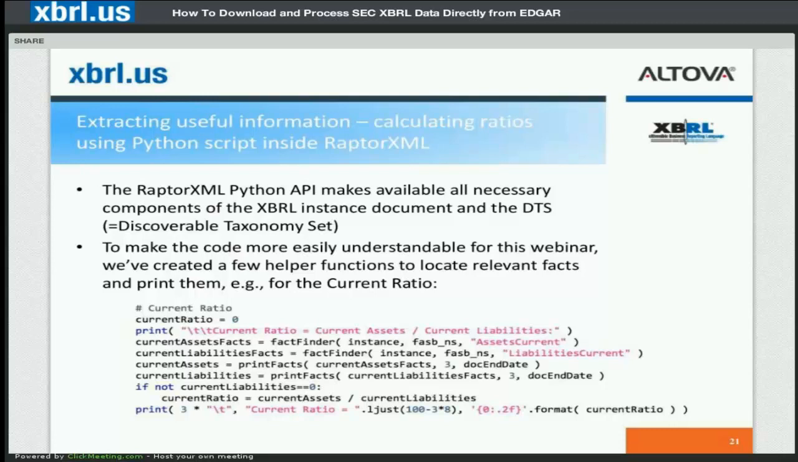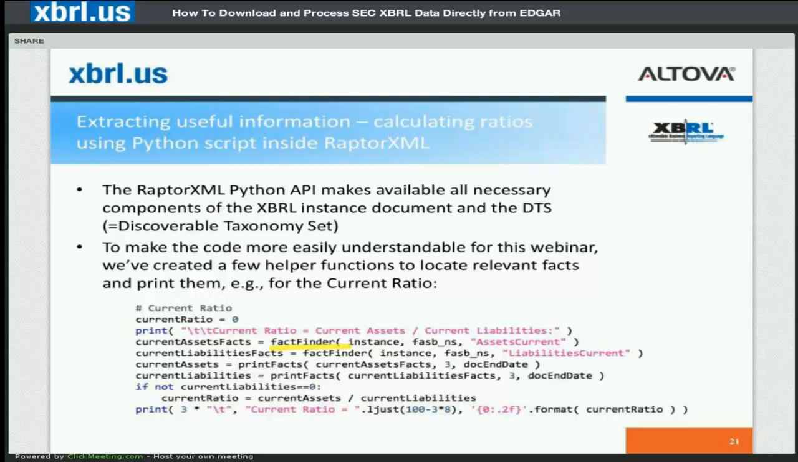And to make it even more understandable for this webinar, I've created a few helper functions that just help me locate the relevant facts from within the filing, because I really want to talk a little bit more about the high-level aspect. That involves a little bit of thinking about whether or not those facts have dimensions and what their contexts are. It can get a little tricky in the details there, which is why we want to publish the code for this later on GitHub, so you can actually take a look at that.